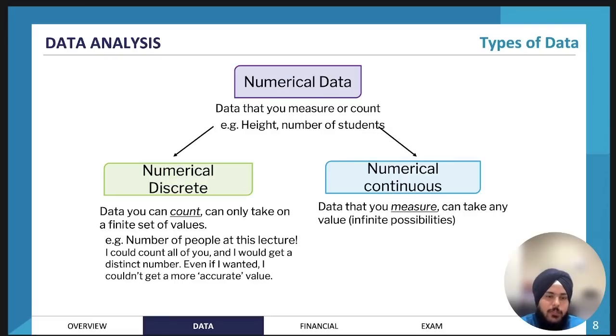Looking at numerical variables in a little more detail, they usually represent quantities that we usually count. For example, it could be the height or the number of students.